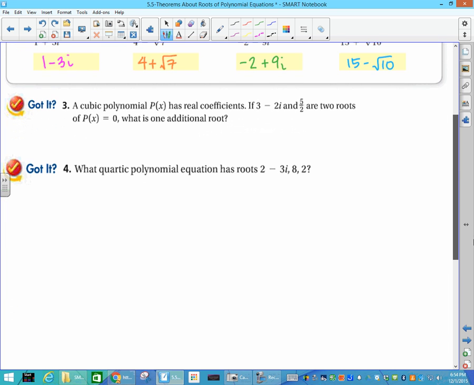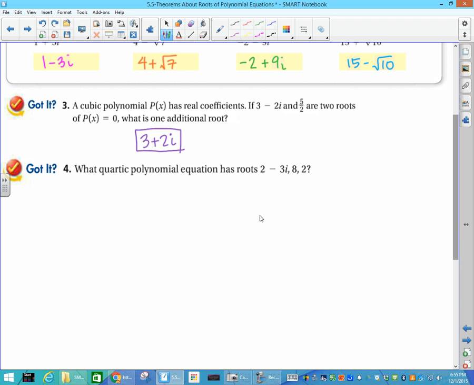So your question might be, a cubic polynomial, p of x, has real coefficients. That's just necessary. If 3 minus 2i and 5 halves are two of the roots, what is one additional root? Well, if I have 3 minus 2i, then what else do I have to have? I have to have 3 plus 2i. And so that's all it is. This one doesn't have a radical in it, and it doesn't have an i in it. So that one has no bearing on the problem. But the fact that they told you this was in there meant that's also a root.